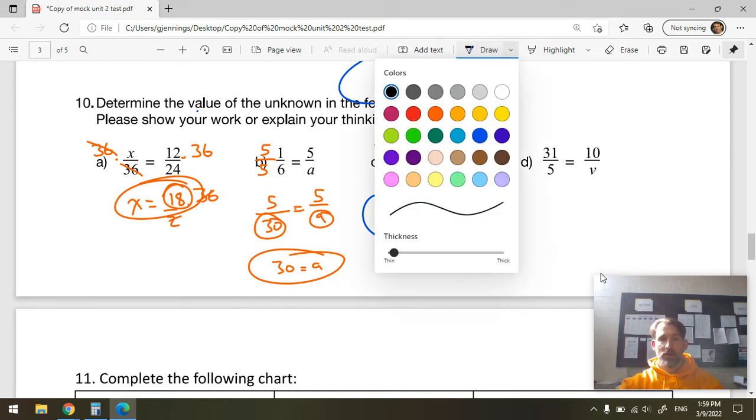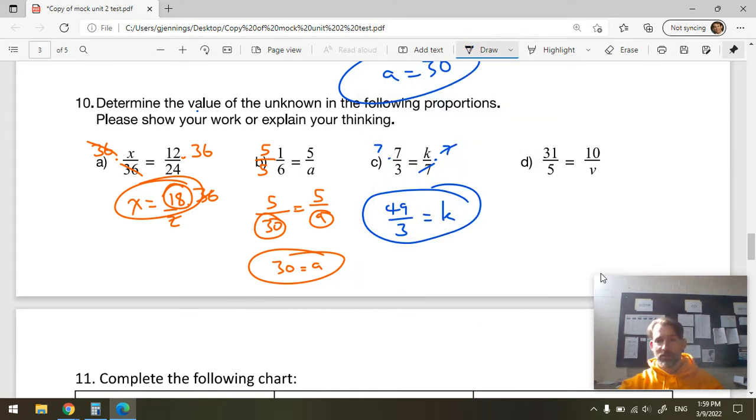Now, with this one, 31 over 5 is equal to 10 over v. This number is a little bit more than 3 times that number. So I expect this number to be 3 times smaller than this number, kind of like 5 divided by 3. Yes, that's correct. So it's a little bit bigger than 1, a little bit smaller than 2.